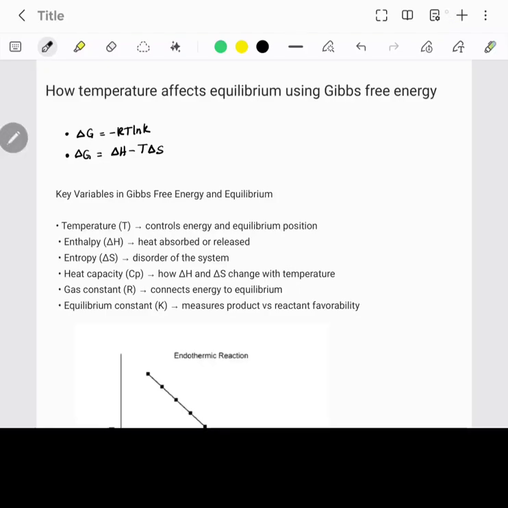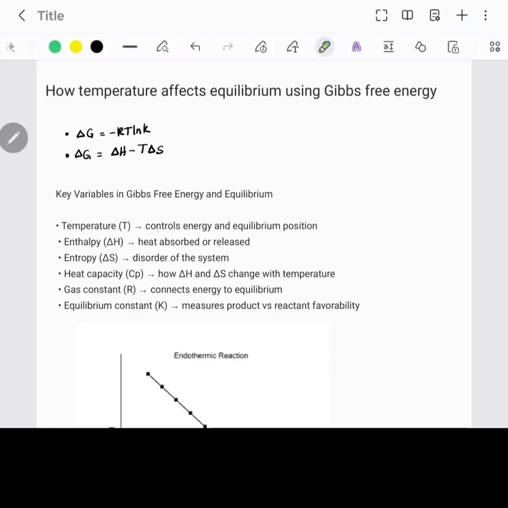We can also connect Gibbs free energy directly to the equilibrium using the equation delta G equals negative RT ln K. This equation shows that as delta G changes, the equilibrium constant K also changes.